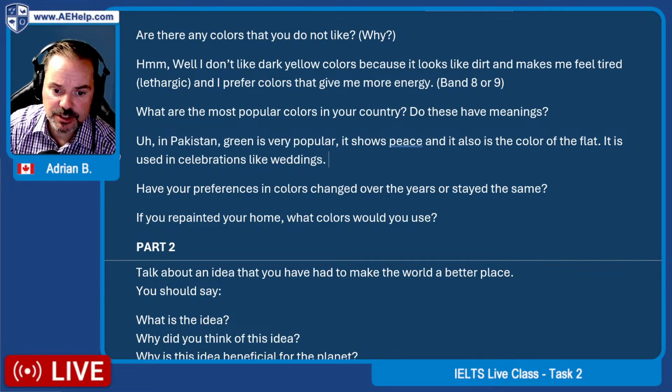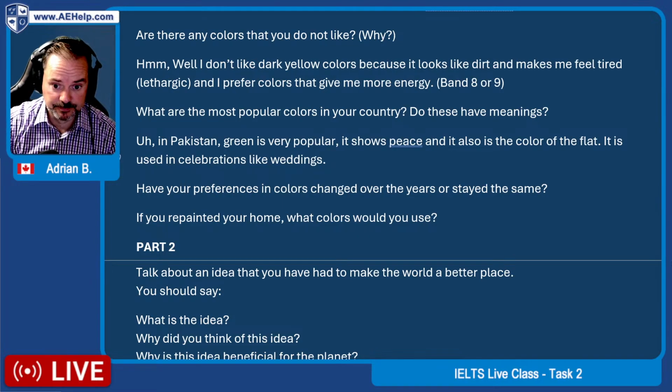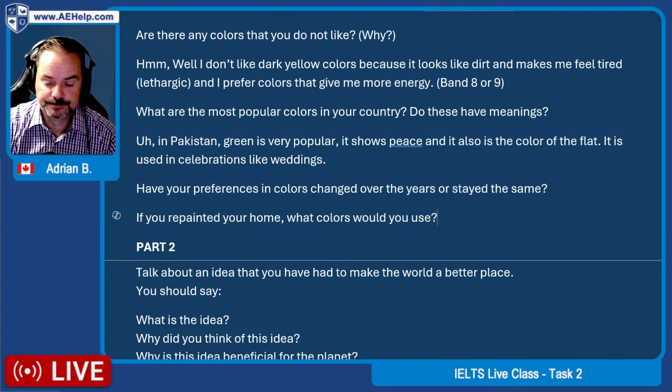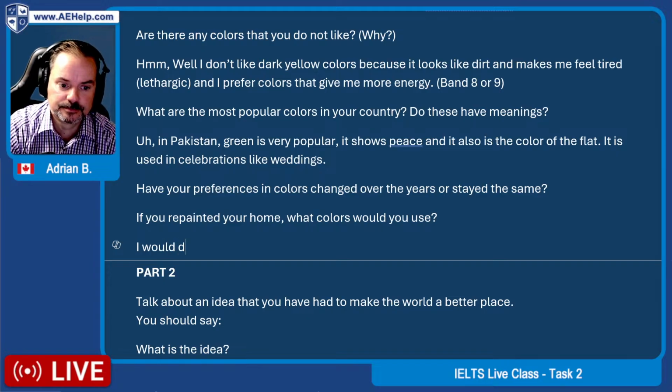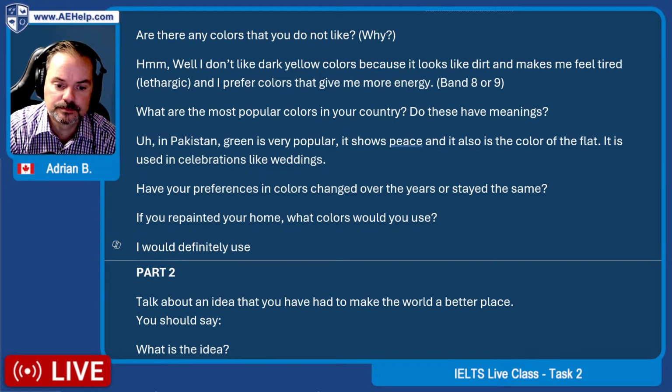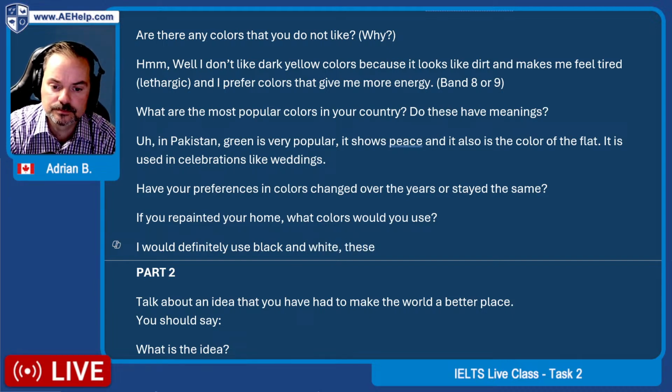If you repainted your home, what colors would you use? I will definitely choose white and light pinkish color. These colors look clean and calm, so they make the rooms feel fresh. That's it.